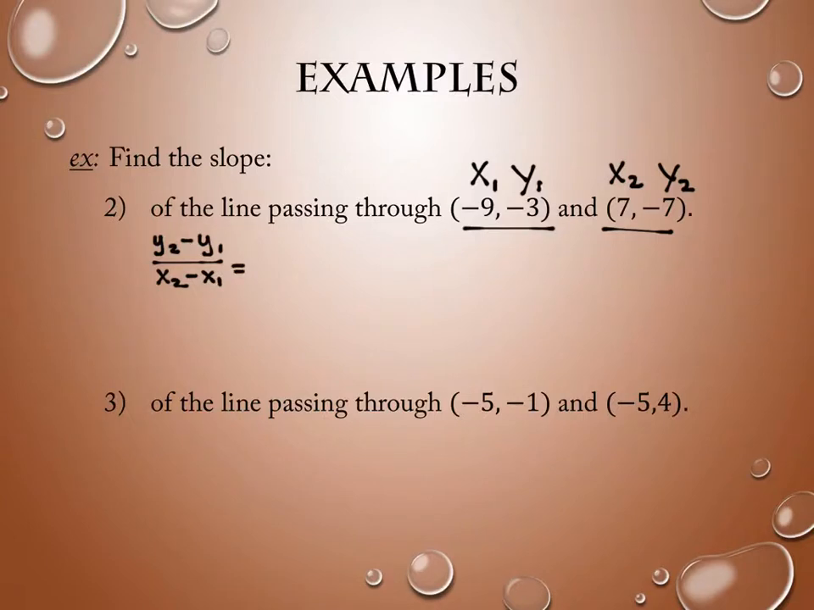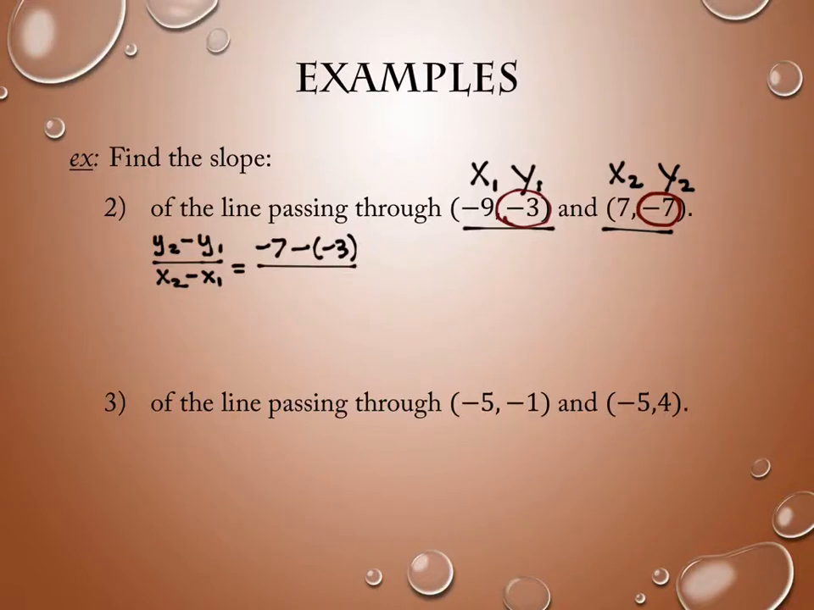So what is y2 from the way that we've set this up? It's -7, right? Yeah, -7 minus, and what is y1? -3. So minus a -3. Careful with the signs. And then I need to divide by x2.